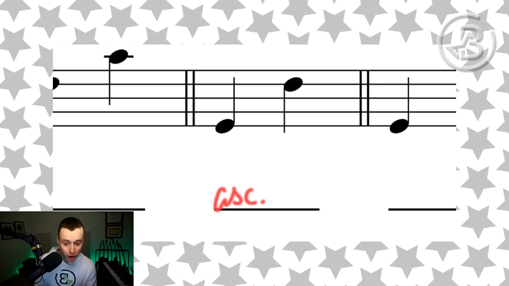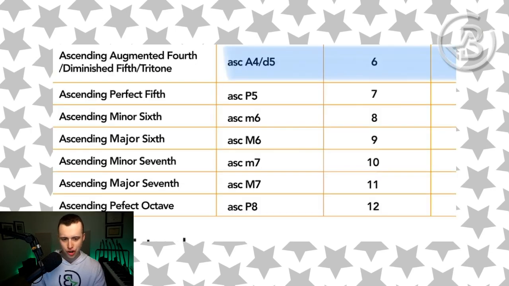Now I happen to know that this is going to be a minor seventh, but let's go take a look at page 106. And sure enough, you can see here ascending minor seventh is 10 half steps with a highlight in blue. There it is. Ascending minor seventh is 10 half steps.